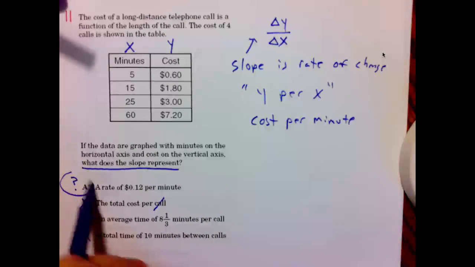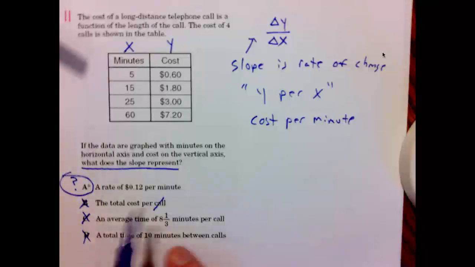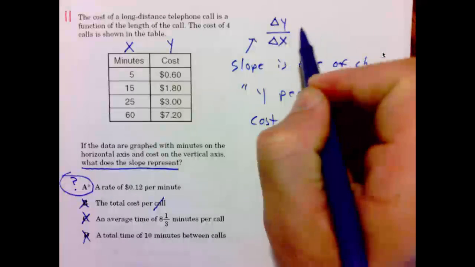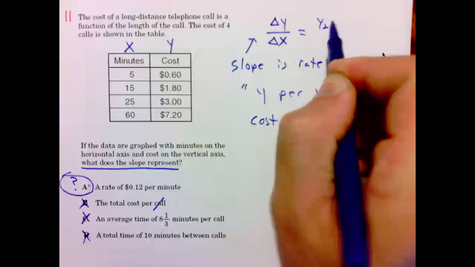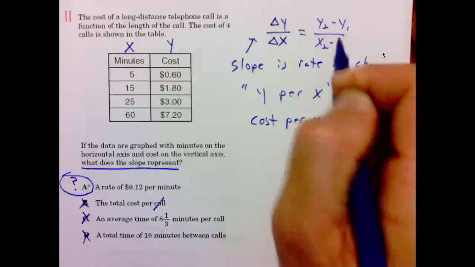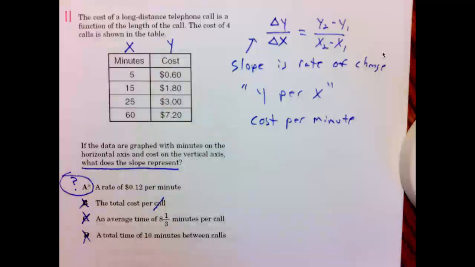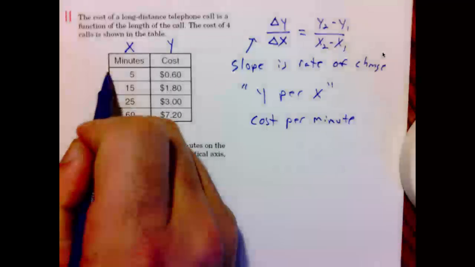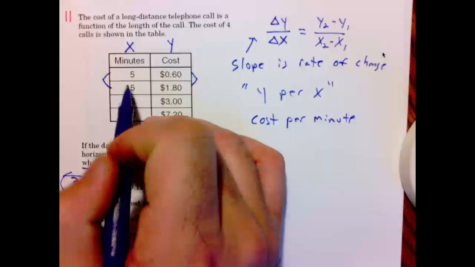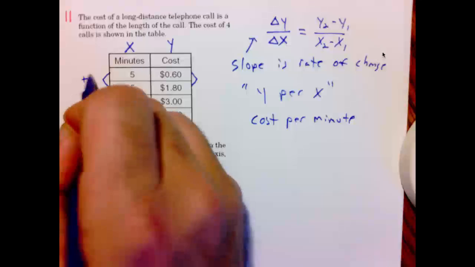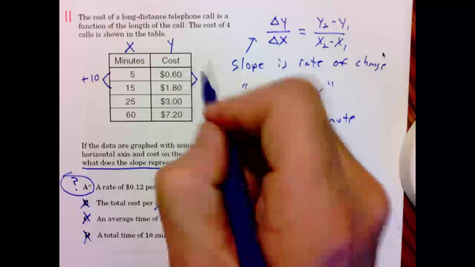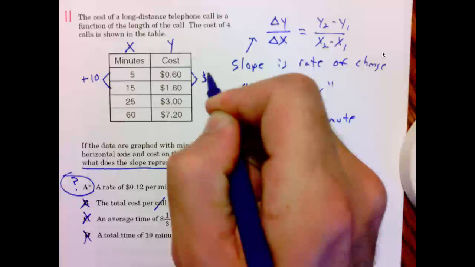Indeed, A is correct. Let's see if we can verify that we have this slope of 12. Well, change in y per change in x. That is, subtract some y's, divide by, subtract some x's. When they give it to us in this table format, there's a really easy way to do it. Simply do the subtraction this way and a subtraction this way. 15 minus 5, that's 10. Positive 10. $1.80 minus $1.60, that is $1.20.